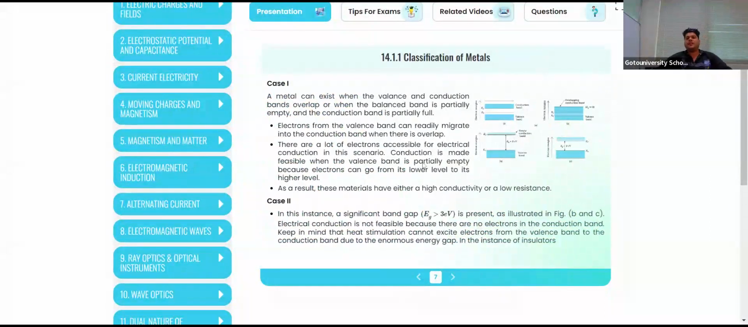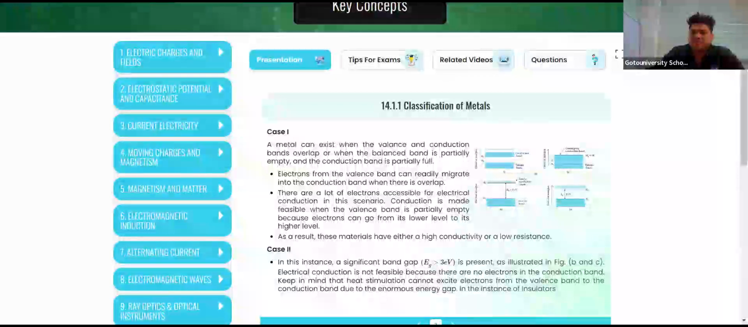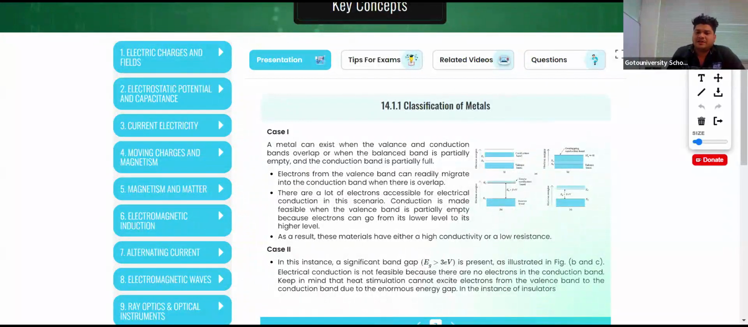Okay, now in case 2, a significant band gap is present. Greater than 3 means it will be what? It will be an insulator. Electrical conductivity is not feasible because there are no electrons in the conduction band. Keep in mind that heat stimulation cannot excite electrons from the valence band to the conduction band due to the enormous energy gap in the case of an insulator.